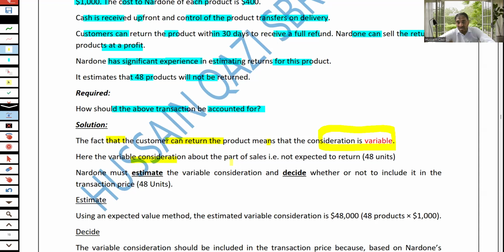The variable consideration is the part of sales that is not expected to return. Here, the not expected to return is 48 units. That's important. I hope it's clear now. Any problem, you can ask me. Nardone must estimate and decide about 48 units.